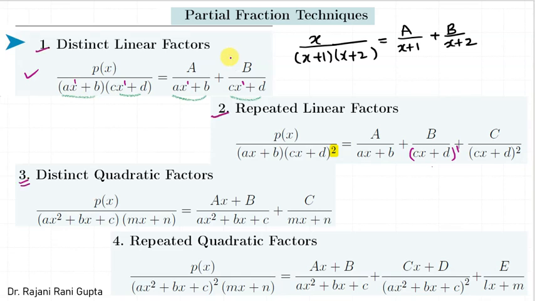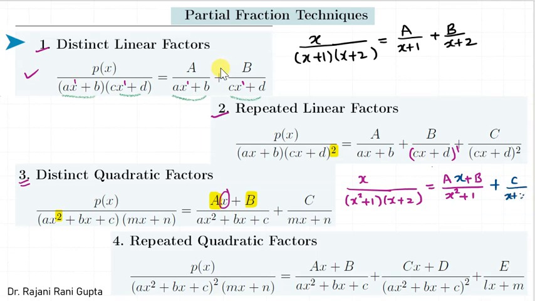The third one is the possibility that you have a quadratic factor. When you have a quadratic factor, you will be writing two constants, and one of the constants comes with x. For instance, if you have x over (x squared plus 1)(x plus 2), then x squared plus 1 is a quadratic factor. You will be using two constants, one with a variable x. And for the linear factor, you will be writing C over x plus 2. This is how you work, so you need to remember this.